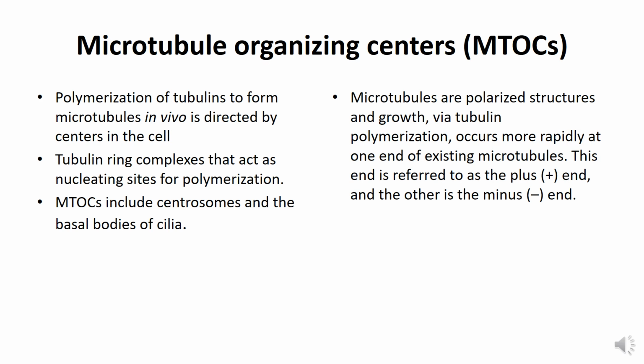Microtubules are polymerized structures, and growth via tubulin polymerization occurs more rapidly at one end of the existing microtubules. This end is referred to as the plus end, and the other end is the minus end. So that's how the microtubules grow.